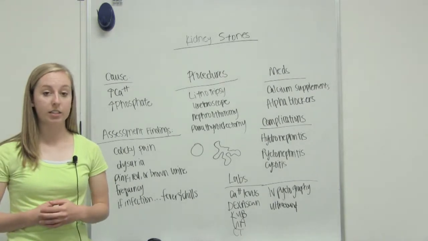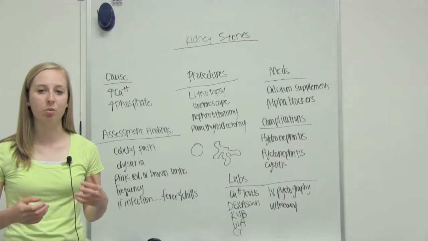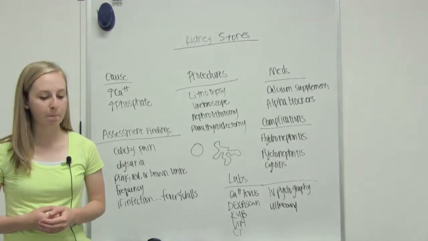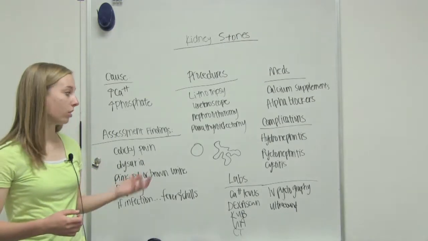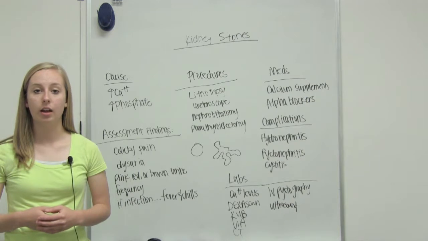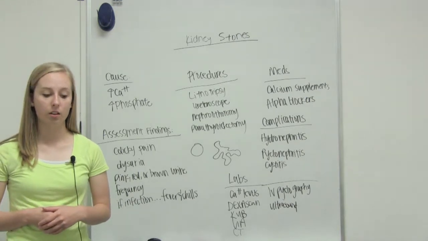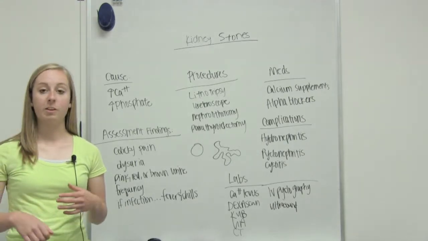Some other things that it can cause is frequency urinating. They just feel the urge to urinate all the time, even though they don't really have as much urine as they expect. If there's an infection, which can be caused if that staghorn, again, scrapes across and then introduces bacteria into different places along the GU tract, you might see fever and chills along with that infection.